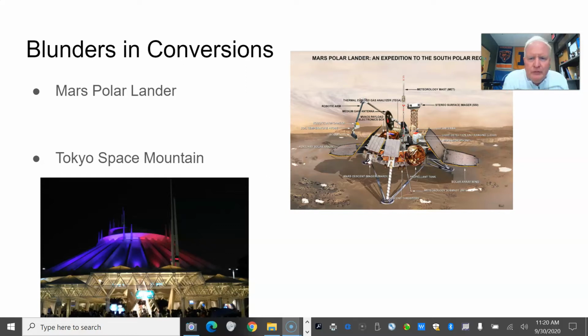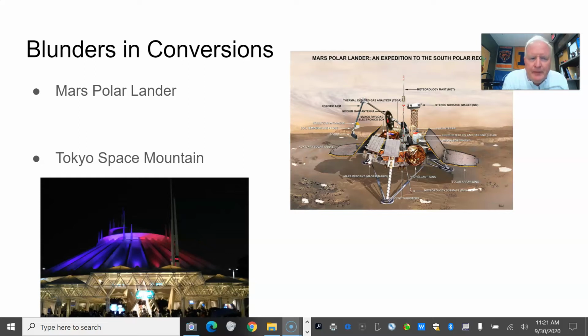In the Tokyo Space Mountain, they were taking what was built in the US, which had US feet and inches and things like that, and they were building it in Tokyo where they used the metric system. So that particular train's axle broke because it was not properly converted, and the train derailed inside Space Mountain in Tokyo.